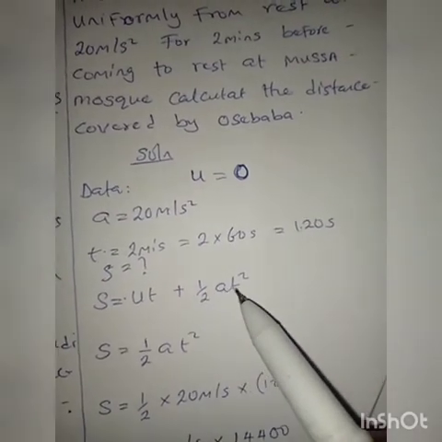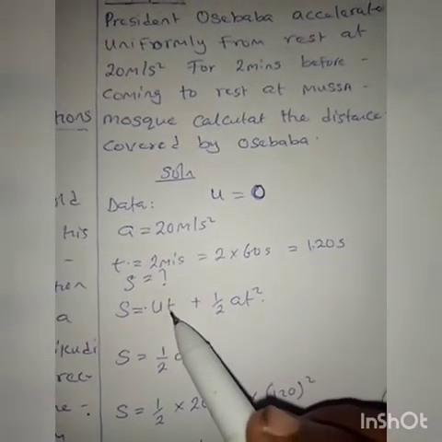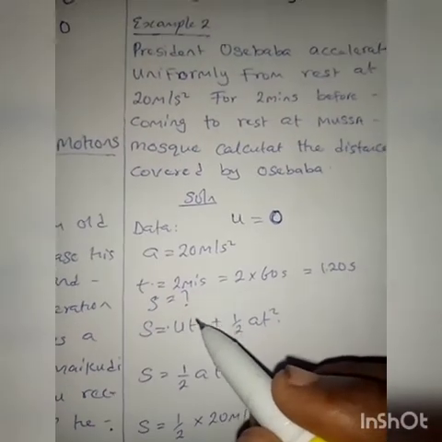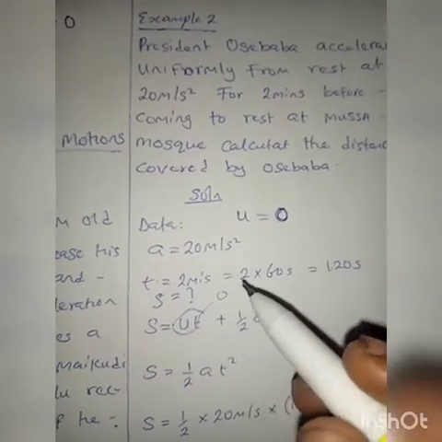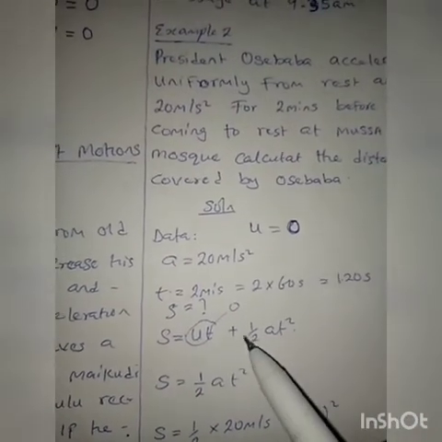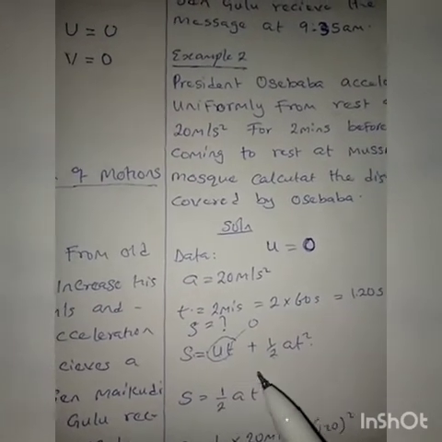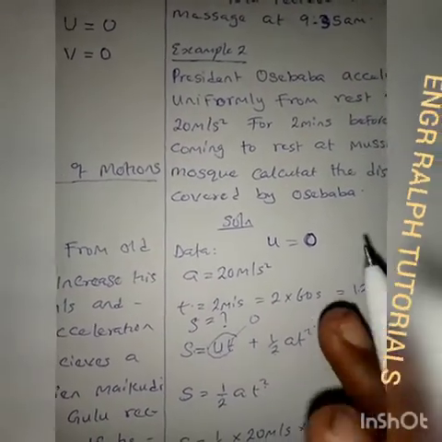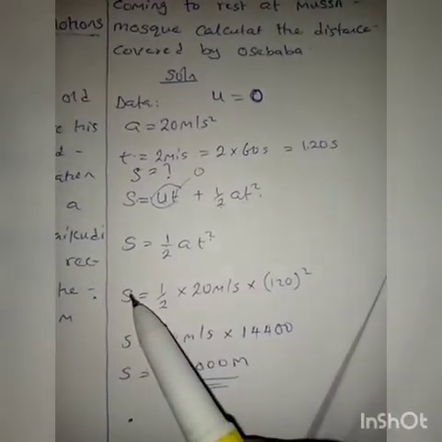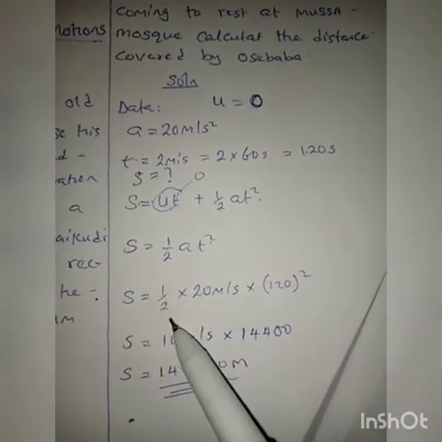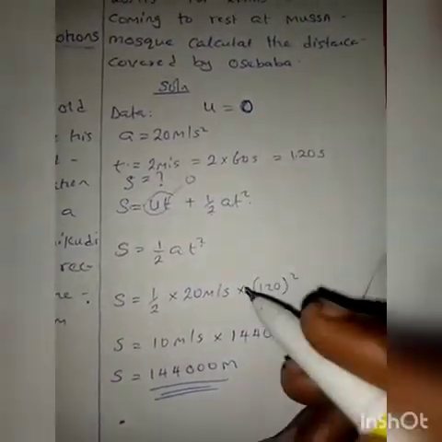So remember S is equal to ut plus a half at square as our second equation of motion, but u is 0. Since u is 0, automatically this ut will be 0, because 0 times t will give us 0. So what do we have remaining? We have S is equal to 1 over 2 at square. So we can say S is equal to 1 over 2 multiplied by our acceleration, 20 meters per second square.